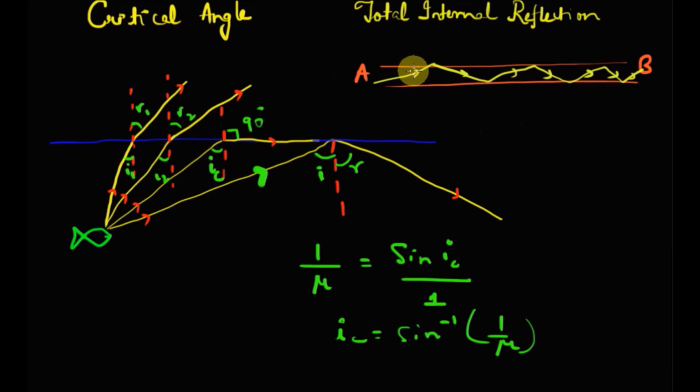Because of this, the angle of incidence is greater than the critical angle, and hence total internal reflection takes place, and thus the light gets transmitted through the fiber, having multiple total internal reflections, and finally the light reaches the end B without any appreciable loss. So optical fibers provide a very efficient way to transmit information.